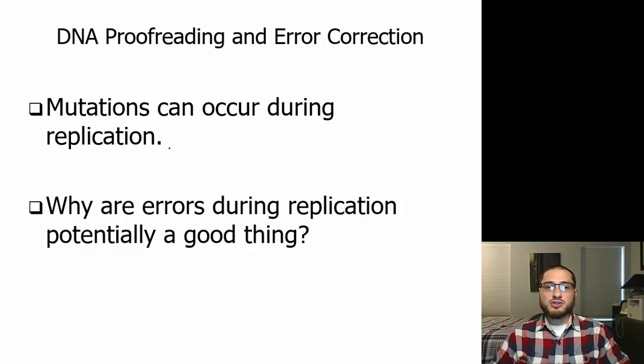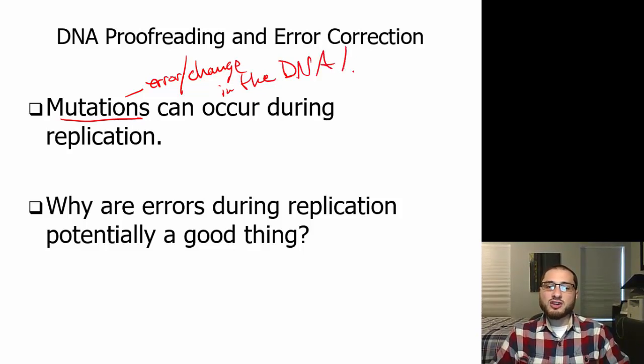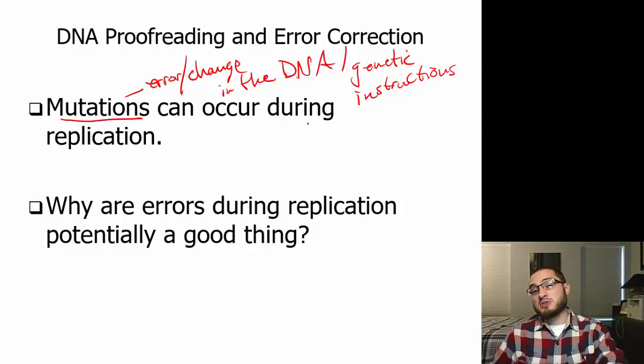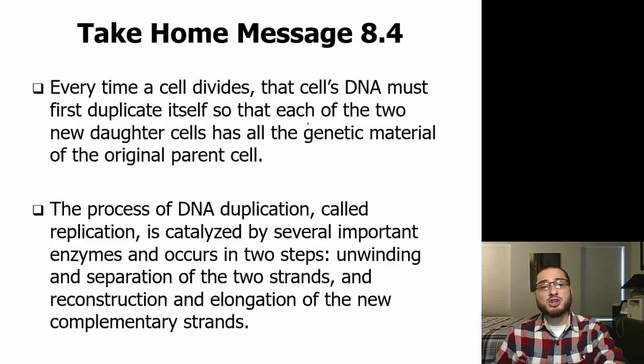So mutations can occur during replication. Mutations are an error or a change in the DNA or the genetic code or genetic instructions. And there are errors during this, and it sounds like a bad thing, and it can be a bad thing, but potentially it could be a good thing.